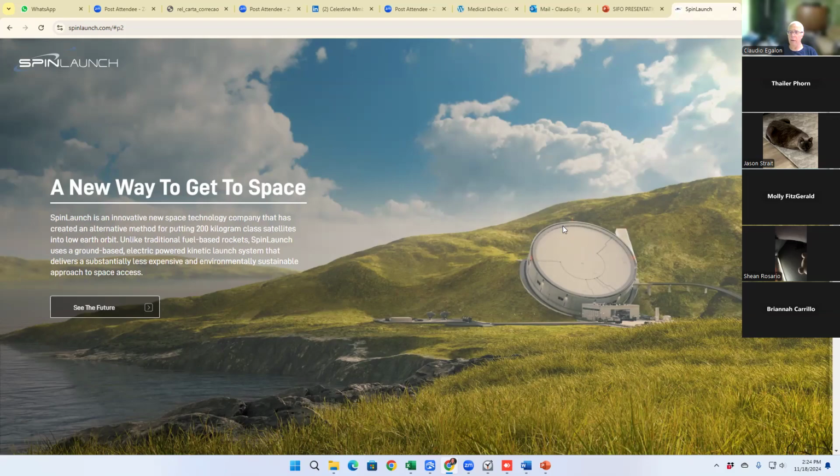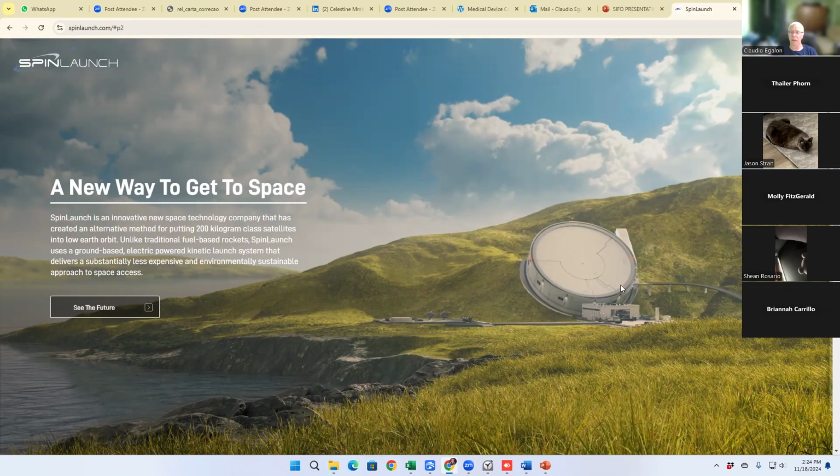And here, you accelerate fast enough. It should be accelerating in this direction, the counterclockwise direction. And when it reaches the right speed, they release the projectile from this barrel that you see right here. It's an innovative new technology company that has created an alternative method of putting 200-kilogram class satellites into low Earth orbit. There are very high acceleration levels right here.